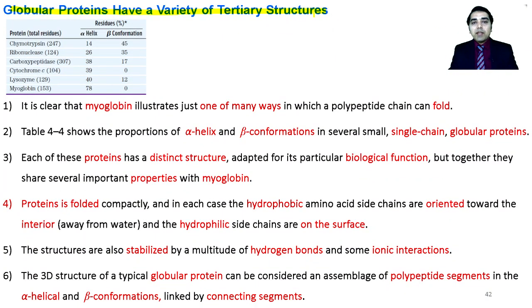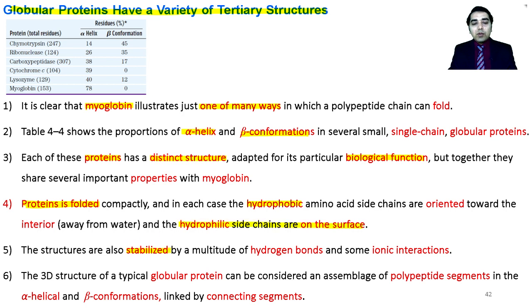Globular proteins have a variety of tertiary structures. Myoglobin is one of the examples of proteins in which only alpha helices are found, but beta sheets are not present. There are many other globular proteins that contain both alpha helices and the beta conformation. This is the table once again showing different proteins that contain alpha helices and beta sheets in different proportions. Proteins in the folded conformation contain the hydrophobic amino acids oriented towards the center of the globule, and the hydrophilic amino acids are found on the surface of the globule.